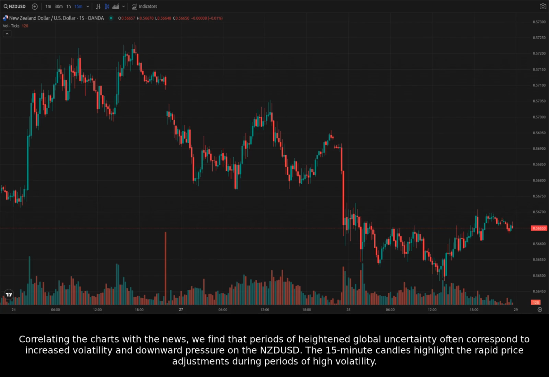Correlating the charts with the news, we find that periods of heightened global uncertainty often correspond to increased volatility and downward pressure on the NZDUSD. The 15-minute candles highlight the rapid price adjustments during periods of high volatility.